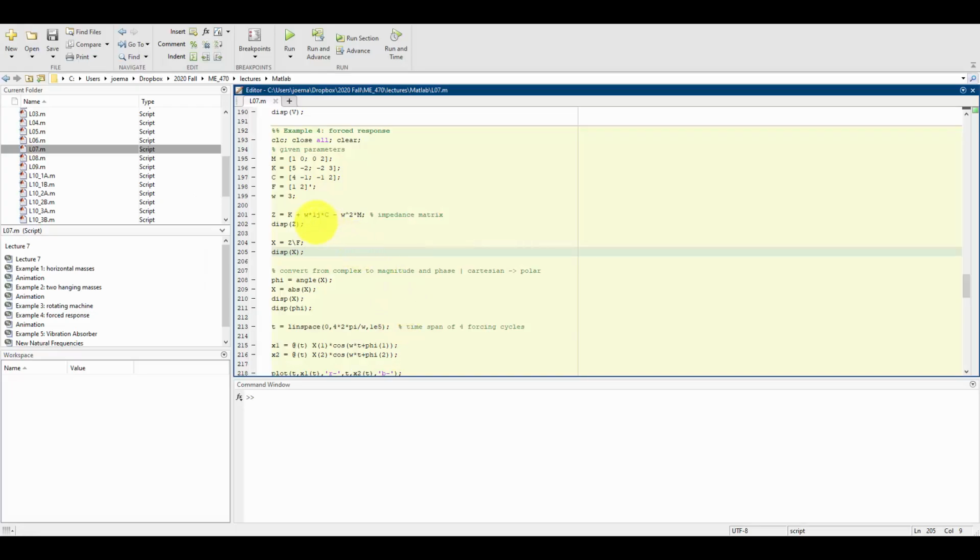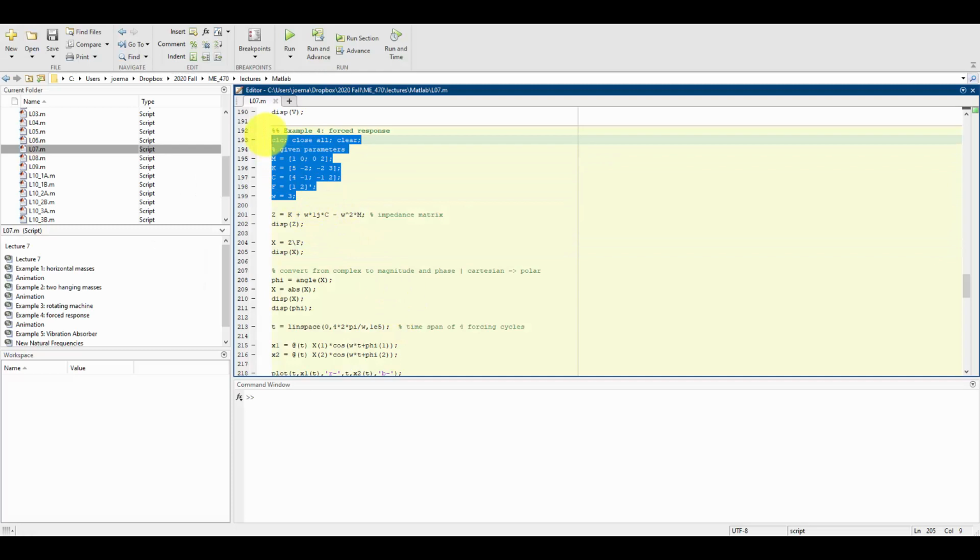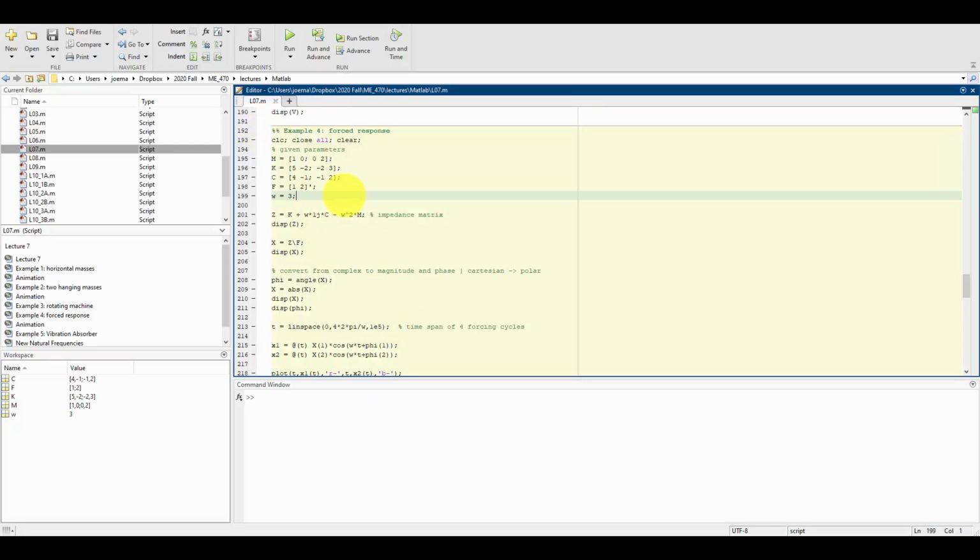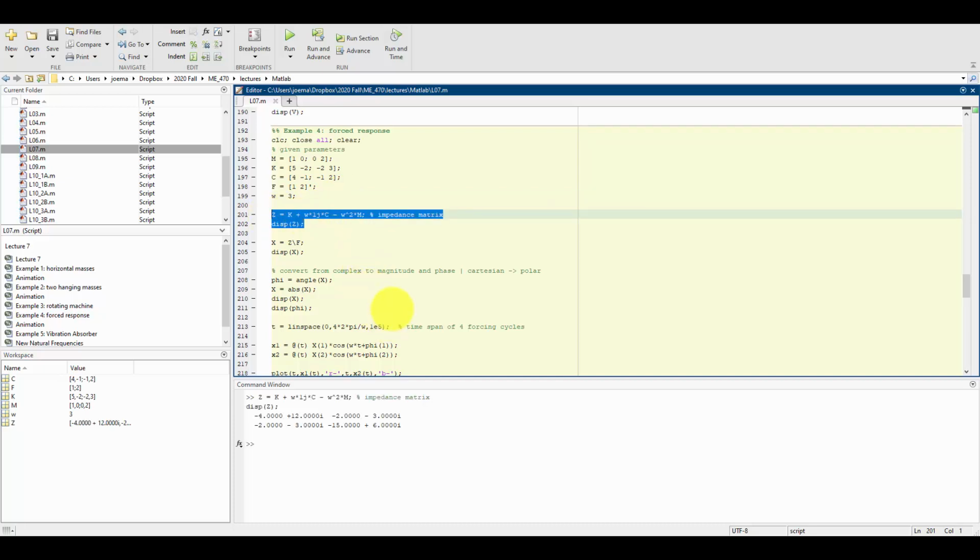Jumping into the MATLAB, I'll put in all of those given parameters and replicate everything I've been doing so far by hand here. And I'll let it calculate Z and see that we get that same Z that we just saw. So this is now where we are at by hand. We're doing Z inverse times F, which I'm doing in 204.